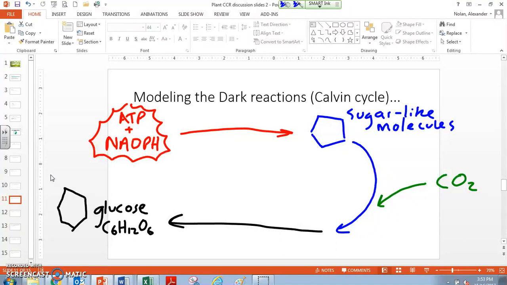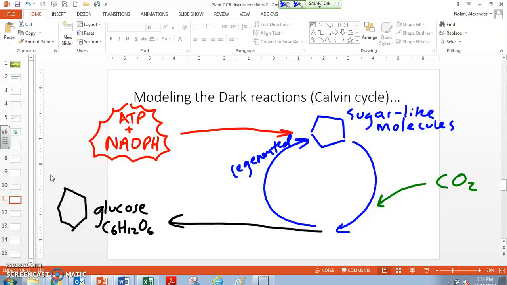But why do we call this the Calvin cycle? Because this really doesn't seem like it's complete. It's really, even though I bent it in half, it's really basically a straight line. We go from ATP, NADPH, sugar-like molecules, carbon dioxide is added, and we get glucose. Well, these sugar-like molecules, over the course of this reaction, are actually regenerated. So these sugar-like molecules are regenerated.